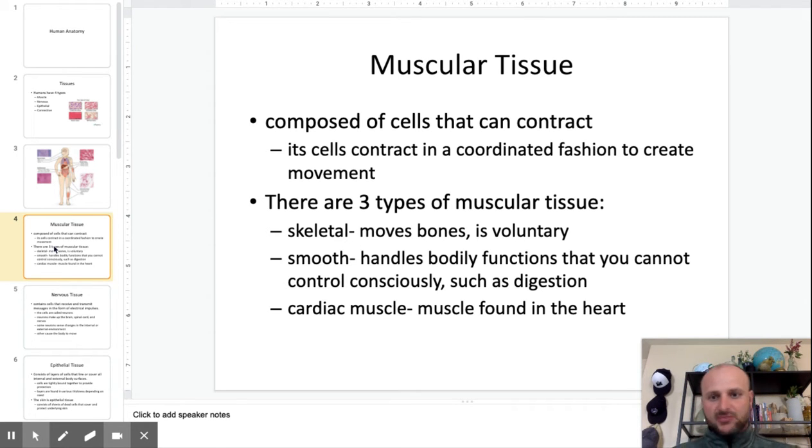Muscular tissue pretty much has one main job, and that's to contract, to force movement. You see here on the slide, there's three types: skeletal, smooth, and cardiac. We'll get more heavily into those when we talk about the muscular system of the body, but you can read there about what they do. And cardiac muscle is found in the heart. Skeletal muscle moves bones and is voluntary, which means you choose to do it. Smooth handles body functions that you really don't think about. So it's pretty much involuntary, like digestion.